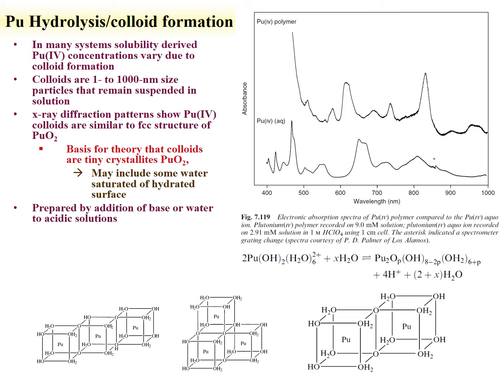One could think of this as partially hydrated, so the plutonium can be coordinated with oxygen, hydroxide, or water. And you can think of it as going from the aqua species to the hydroxide and oxide species. So there's a kinetic component associated with the formation of colloids.